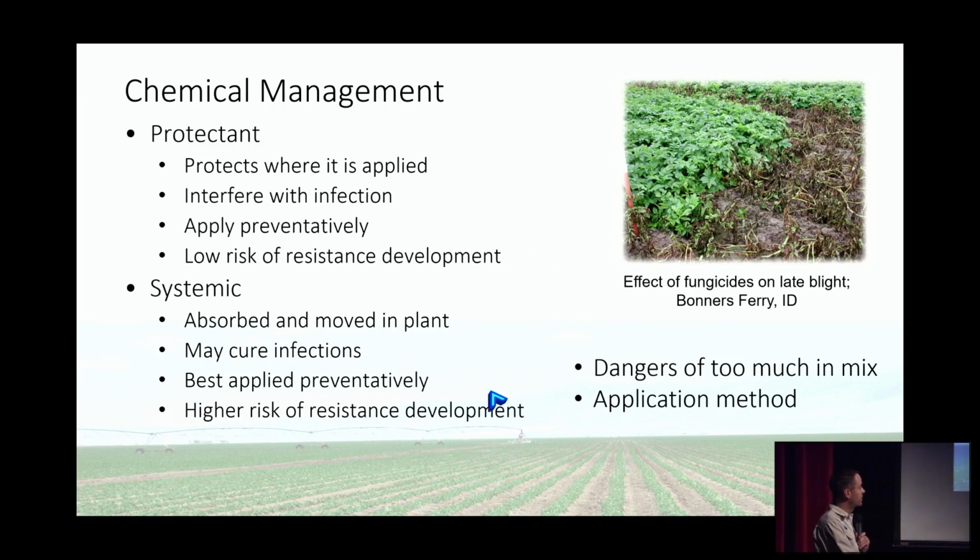Now, just a plug to be careful, putting too many things in the tank with your fungicide may be a problem. A lot of the crop damage cases that we see, it's the other things that are in the tank, not necessarily the fungicide, that cause phytotoxicity. So you need to be mindful of that. Also, application method can make a difference if there's problems with getting the coverage that you need, getting the protection where you need it.